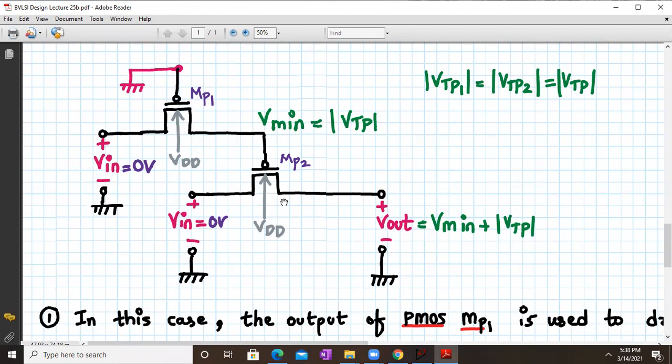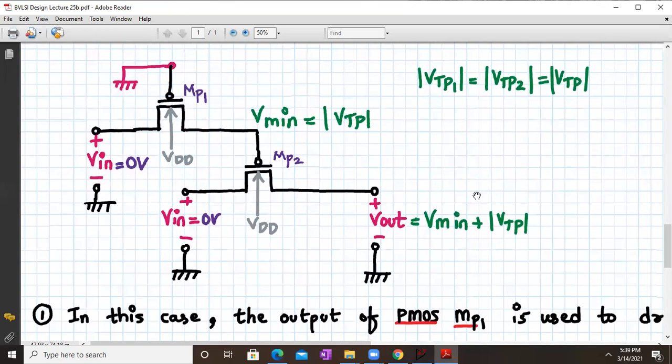What will happen if we apply Vin as 5 volt? What is the output of the first transistor and what is the output of the second transistor? And what will happen when Vin is 0 volt? What is the output of the first transistor and what is the output of the second transistor? That is what we are determining.